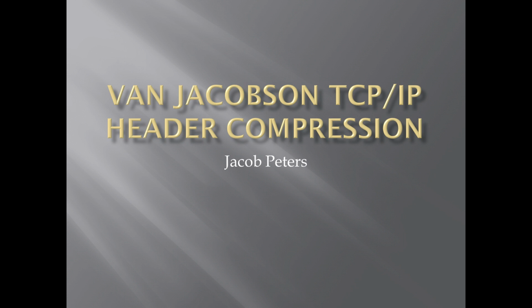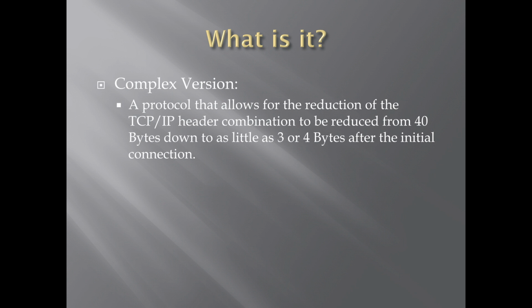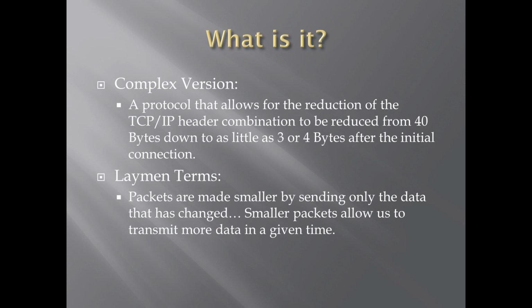The Jacobson TCP/IP header compression. What is it? It's a protocol that allows the TCP/IP header combination size to be reduced from 40 bytes down to as little as 3 or 4 bytes after the initial connection is made. In other words, packets are made smaller by sending only the data that has changed. Smaller packets allow us to transmit more data in a given time.